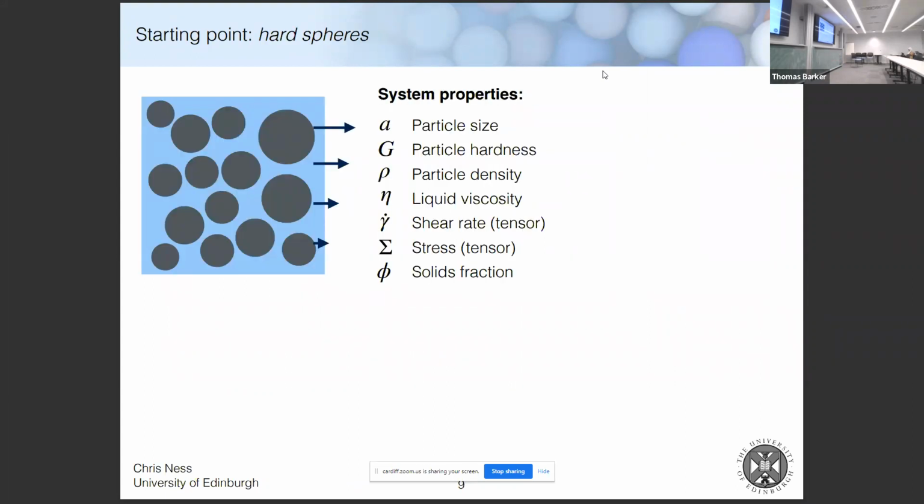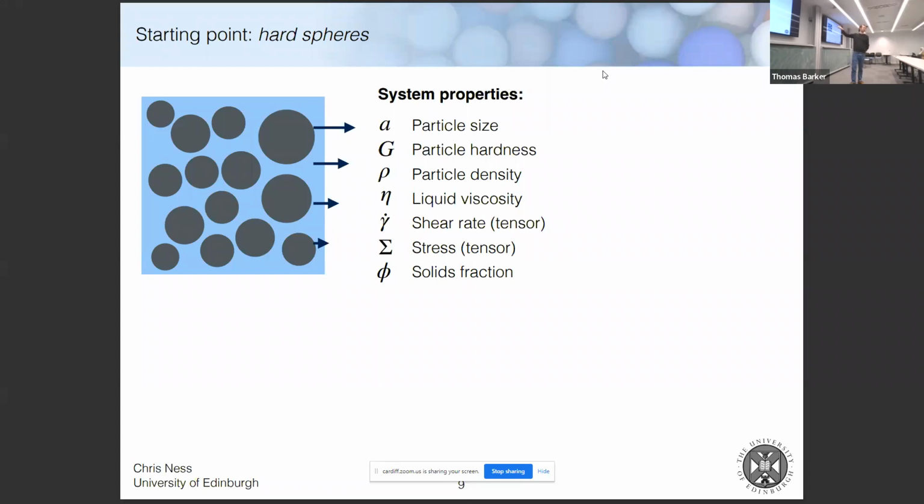Okay, so in order to start to understand this problem, it's good to consider what the parameters are. Suppose we have some solid particles, this time spherical, of slightly different sizes in a fluid. I've written down a list of the system properties that I think are relevant, though I'm not sure whether it's exhaustive. There's the size of the particles, there's some measure of their hardness, there's the density of the particles, and I'm taking that to be the same as the density of the liquid. So they don't sediment or float under gravity.